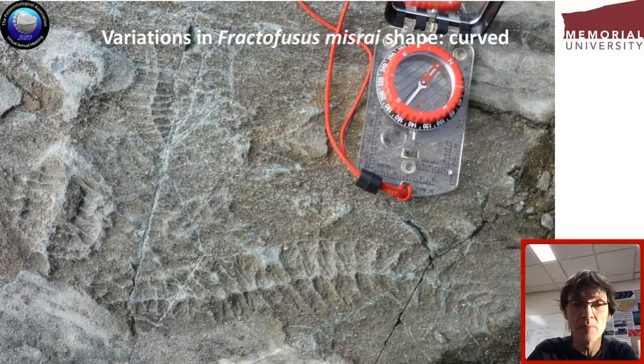Another relatively common form that we see are what we refer to as curved specimens. And we can see along the bottom of the slide here, a nice long specimen with a nice gentle S-shaped curve. And to the upper left, a smaller specimen showing a similar curvature.